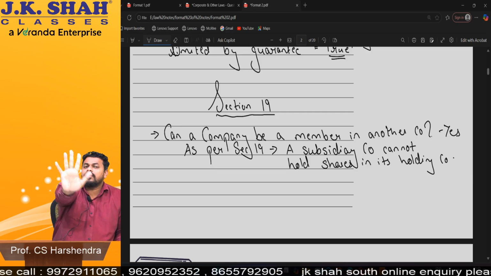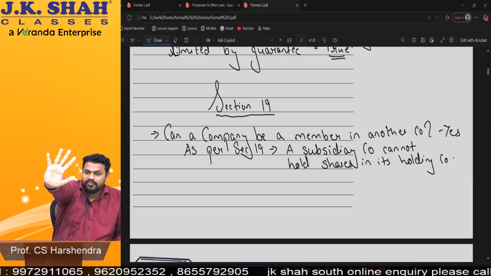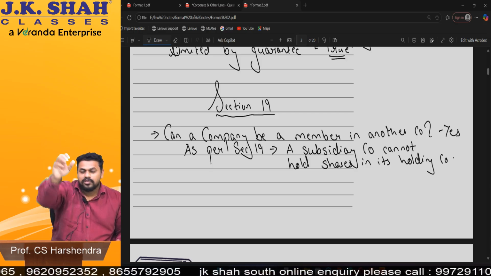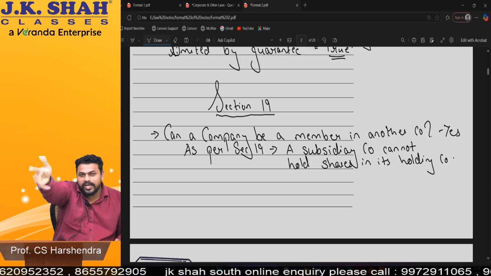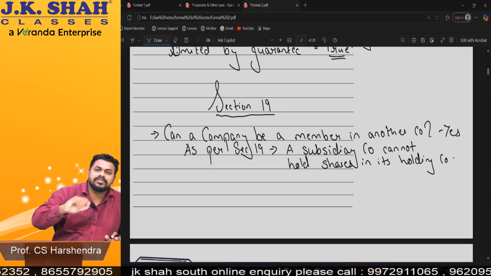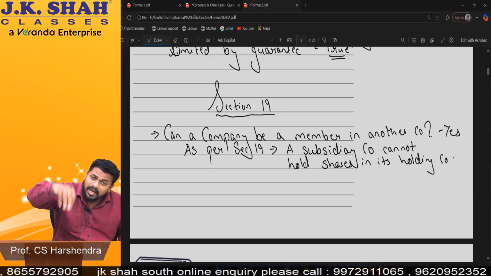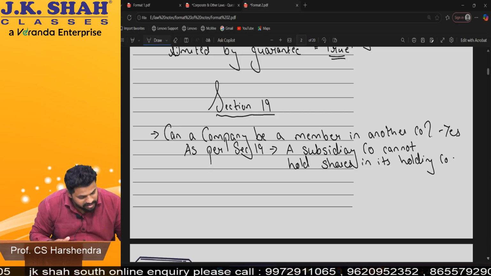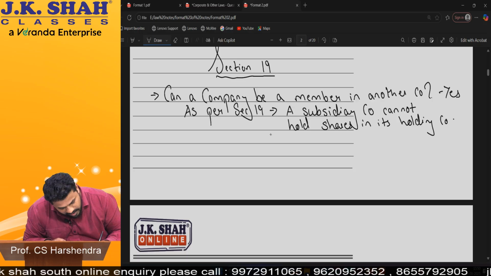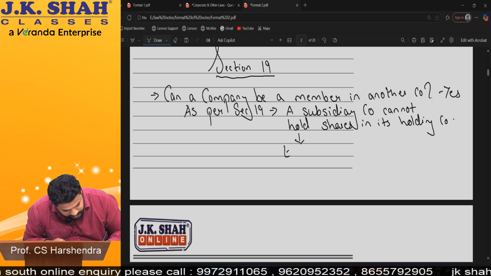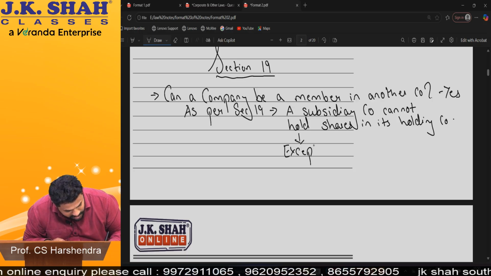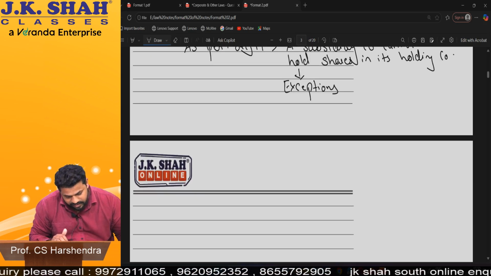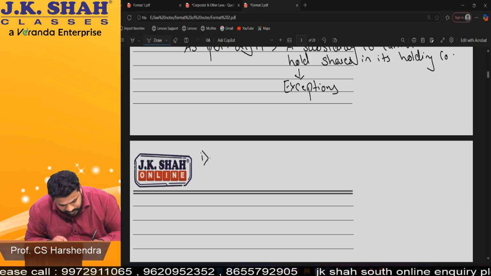But tell me, are all my 5 fingers the same? No. So obviously all situations will not be the same. So you cannot draft any law without exceptions. So there are 3 exceptions. That means in these 3 exceptions, a subsidiary company can hold shares of its holding company. So which are the 3 exceptions? These are exceptions to Section 19.